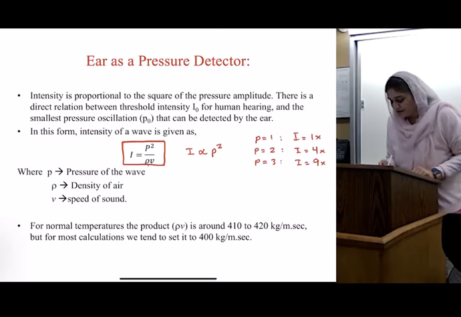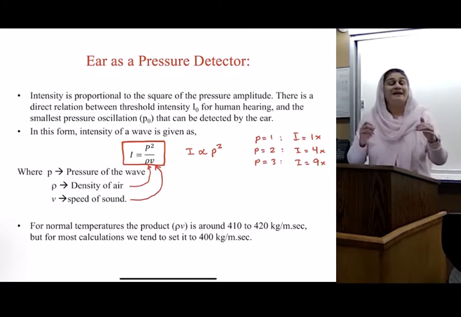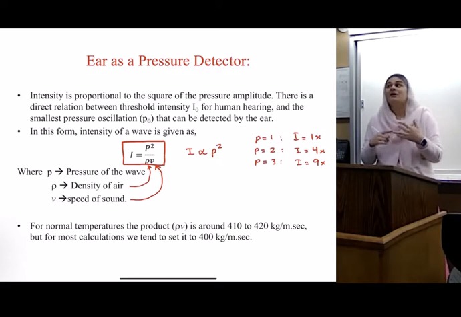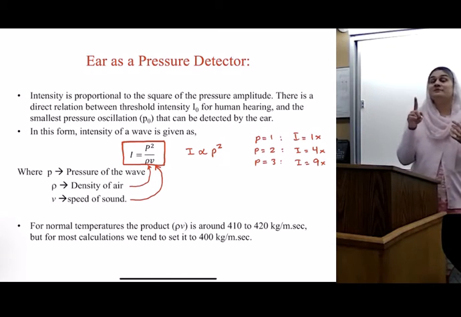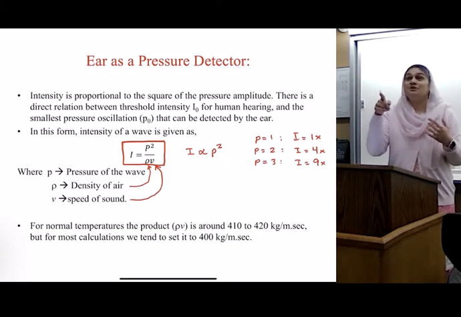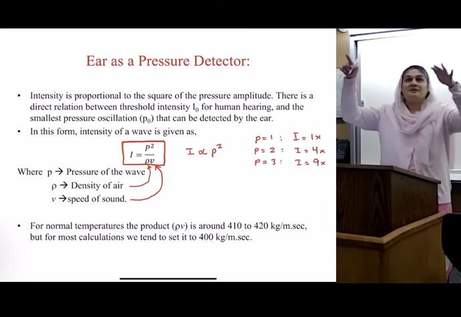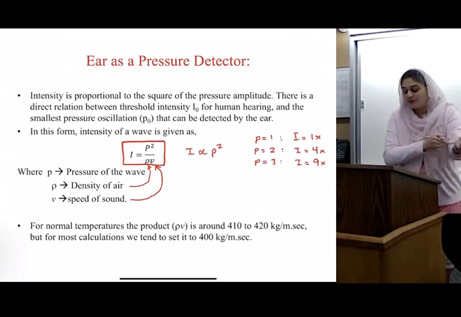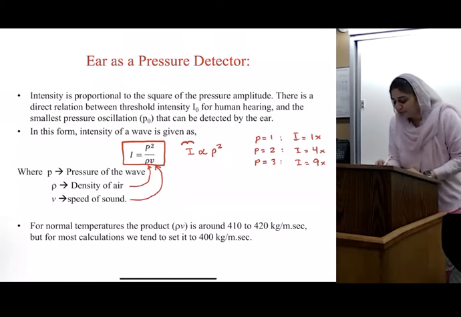Where rho is just the density of air and v is the speed of sound. So at any given time, the density of air and the speed of sound will not change. Do you remember, speed of sound can only change with temperature? But the temperature doesn't vary too much. So you can almost say that intensity is proportional to pressure squared.